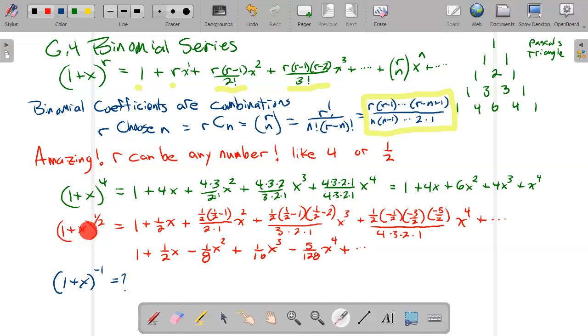Now, it doesn't have to be 1 plus x. It could be 5 plus x squared. It could be x plus y. It works no matter what two things you're adding here and no matter what power you have here. And again, the bottom line is, based on this formula right here, if r is a whole number, it ends up zeroing out after r and n match. And if r is not a whole number, the terms just keep going and going and going. We end up with this infinite series. And these are always the coefficients of that infinite series. So this is the extended binomial theorem.